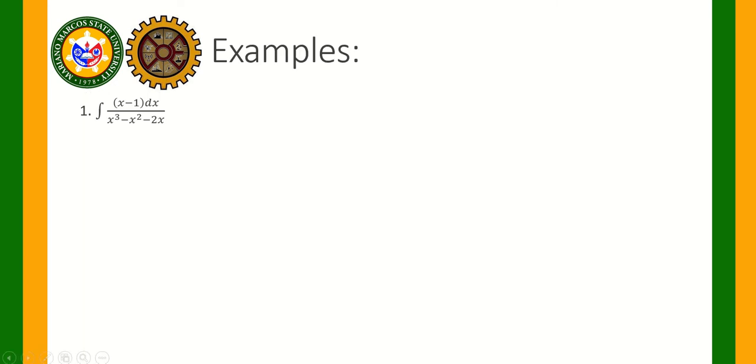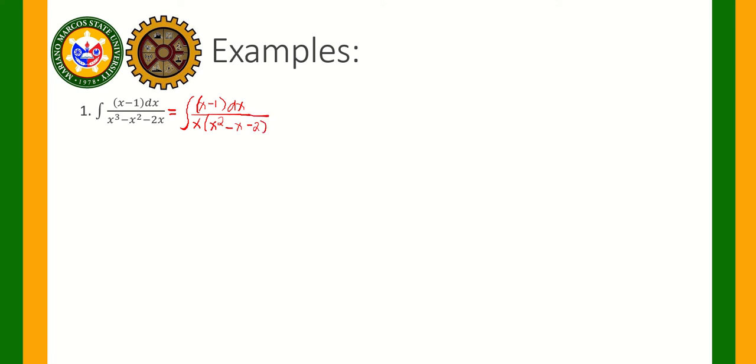So, let's have example number 1. The example number 1 natin is the integral of x minus 1 dx all over x cubed minus x squared minus 2x. So, what we do first is to simplify muna natin yung mga integrands natin. So, this will be equal to the integral of x minus 1 dx all over. Common sa kanila si x, so we factor out. So, x times x squared minus x minus 2.